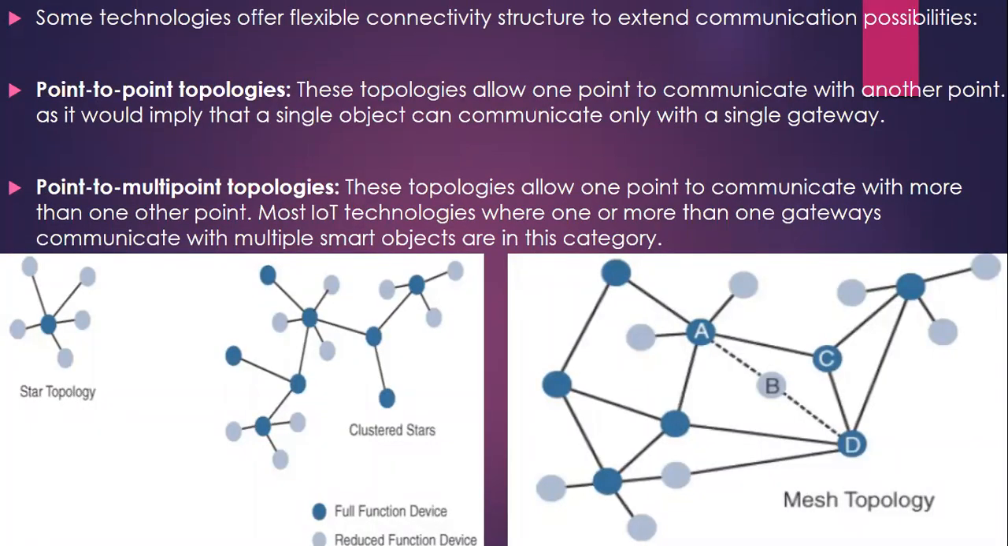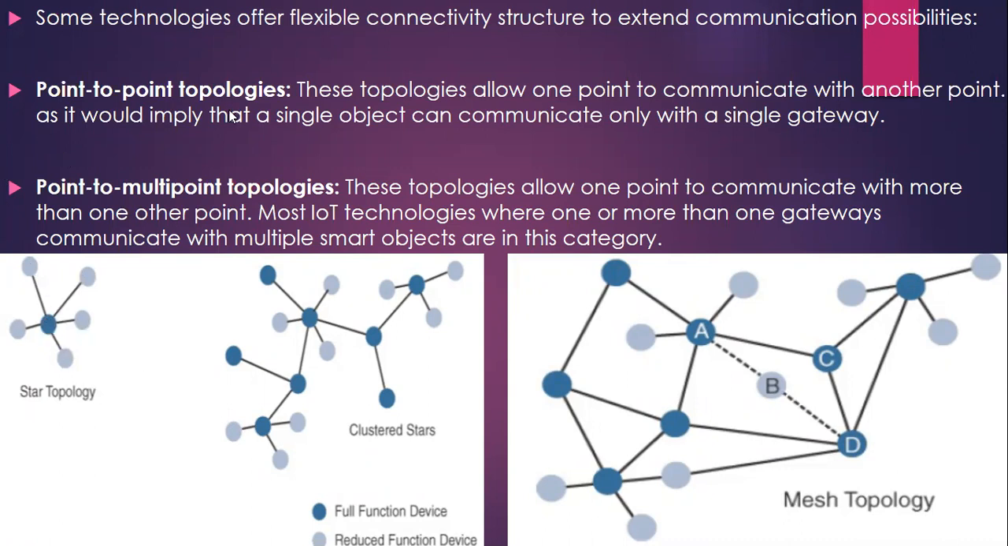Then, when it comes to the topology, we can observe 2 different topologies over here. We have point to point topology and point to multi-point topology. This is the example for point to point: star topology and cluster star are the examples. For point to multi-point, we are using mesh topology. You can observe this is what we are calling the gateway, and these are the sensors. If this sensor wants to communicate with another sensor, it should communicate to the gateway first, and the gateway to the other sensor. We don't have any other option between the sensors. We have only one option, towards the gateway. So we call this a star topology.